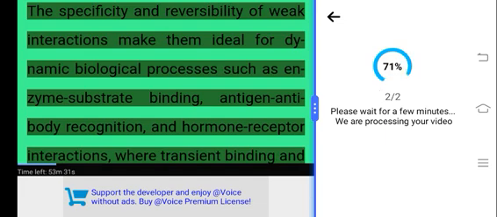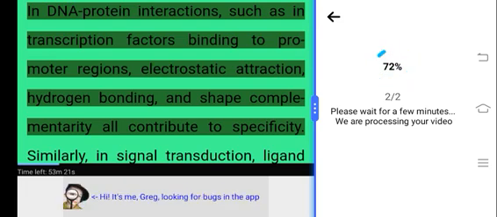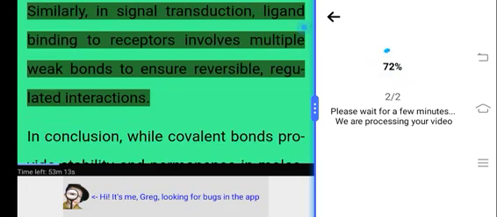The specificity and reversibility of weak interactions make them ideal for dynamic biological processes such as enzyme-substrate binding, antigen-antibody recognition, and hormone-receptor interactions, where transient binding and unbinding are essential. In DNA-protein interactions, such as transcription factors binding to promoter regions, electrostatic attraction, hydrogen bonding, and shape complementarity all contribute to specificity. Similarly, in signal transduction, ligand binding to receptors involves multiple weak bonds to ensure reversible, regulated interactions.